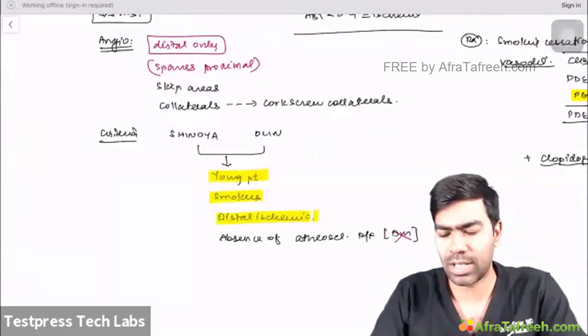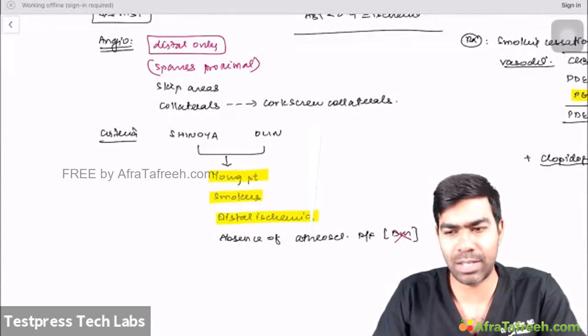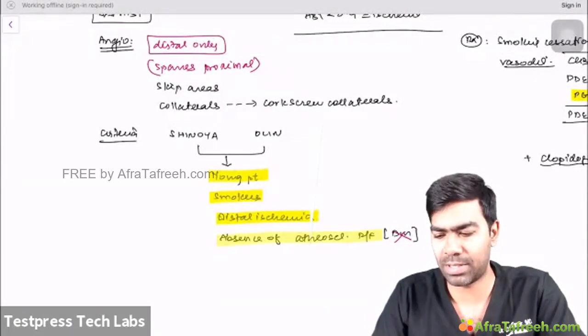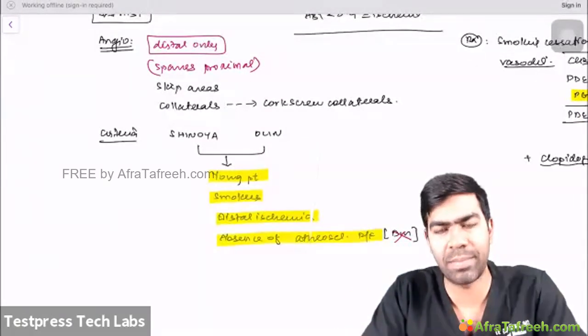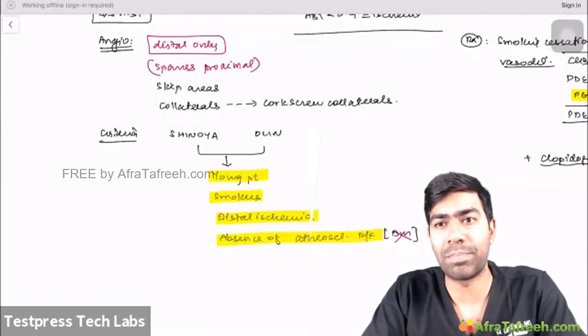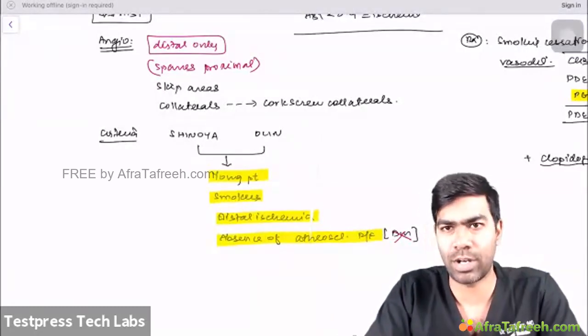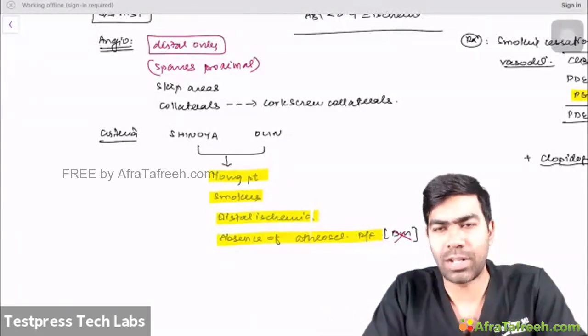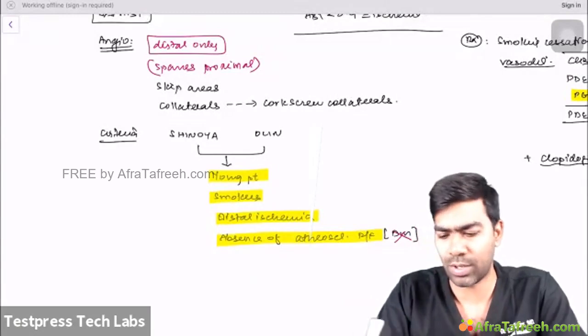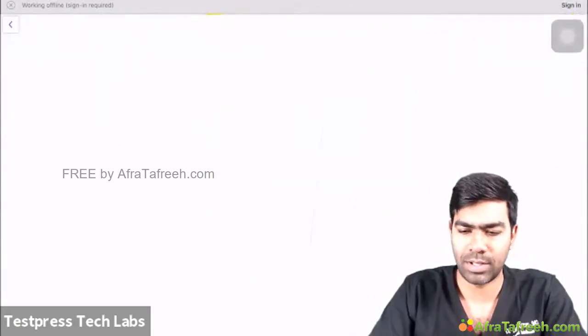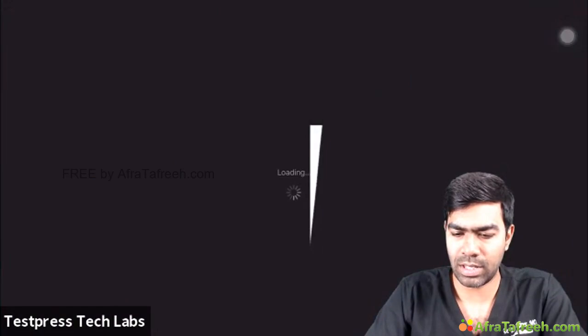Young patients, smoking actively, predominantly distal ischemia sparing the proximal areas, absence of atherosclerotic risk factors like diabetes mellitus, and mostly having pedal claudication. That's called instep claudication. And if they give some other findings like corkscrew collaterals in the angiogram, then surely you can diagnose Buerger's disease in the exam. So let us see some images if possible.